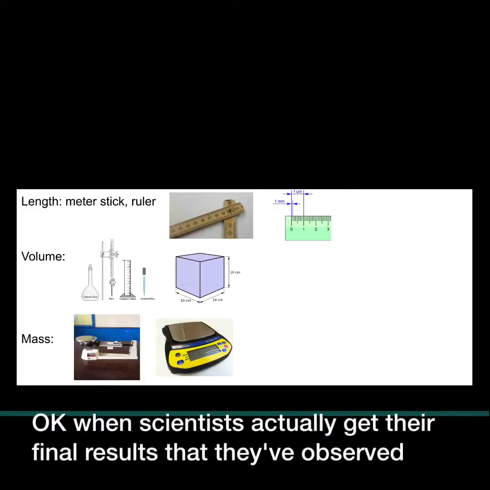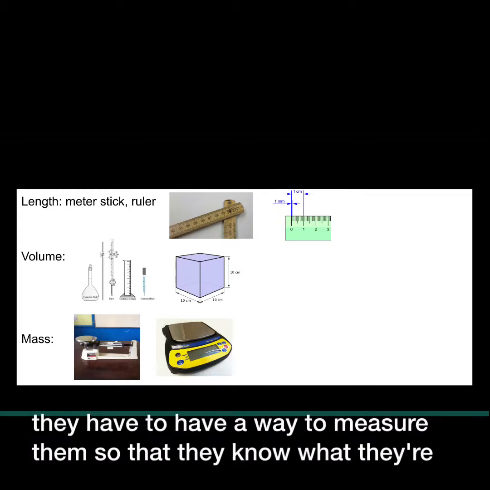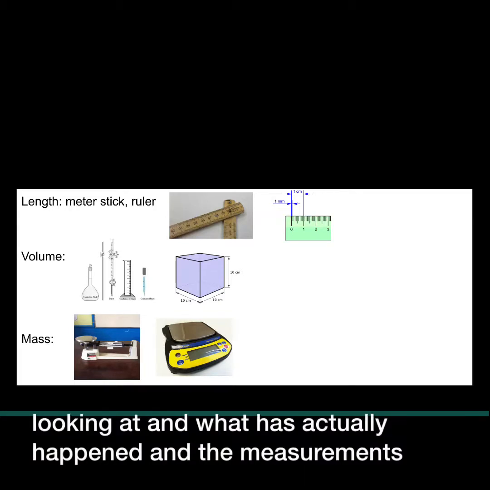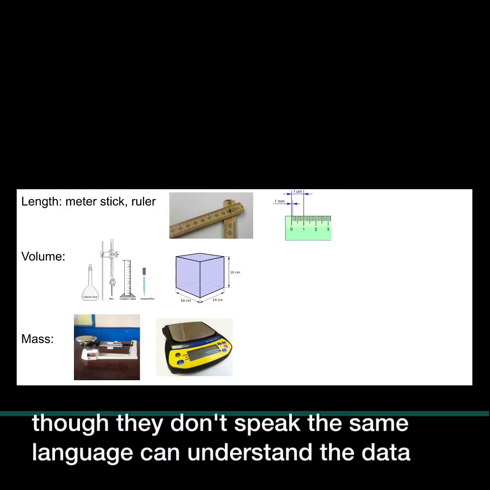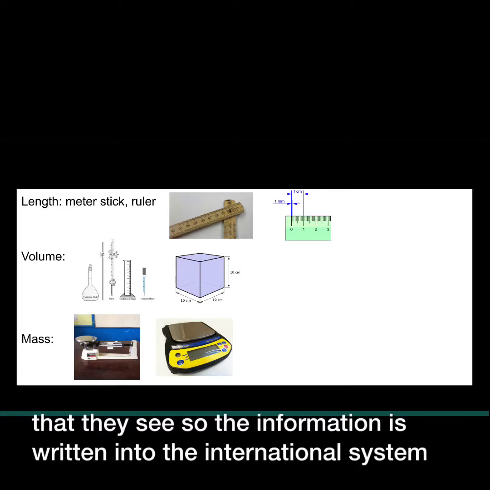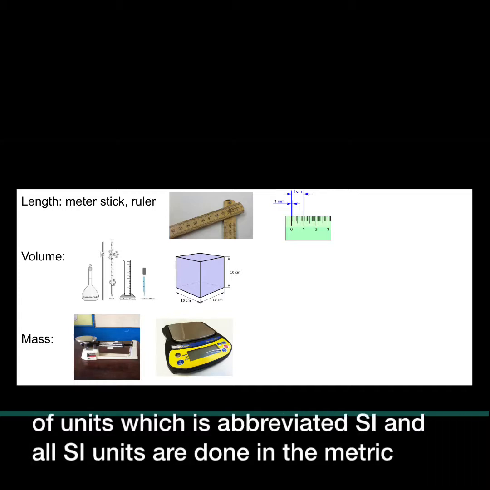Okay, when scientists actually get their final results that they've observed, they have to have a way to measure them, so that they know what they're looking at and what has actually happened. And the measurements have to all be in a common language so that scientists across the world, even though they don't speak the same language, can understand the data that they see. So the information is written into the International System of Units, which is abbreviated SI. And all SI units are done in the metric system.